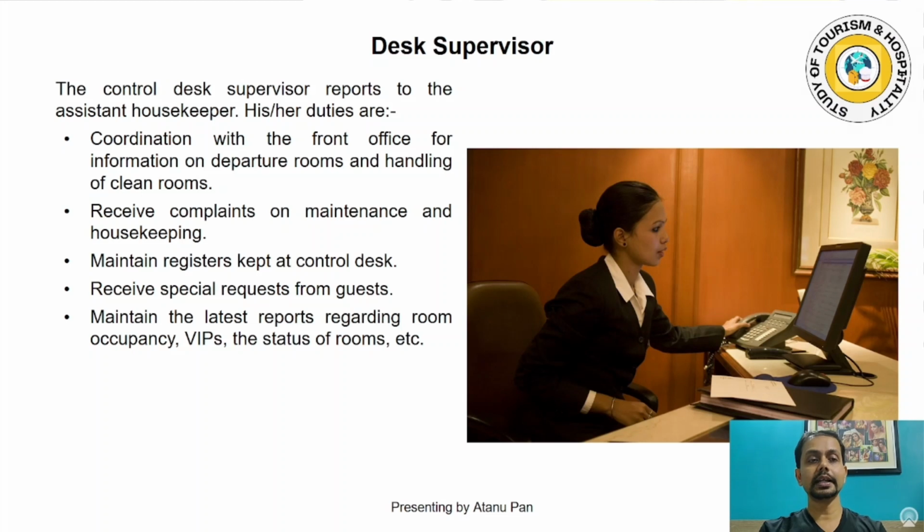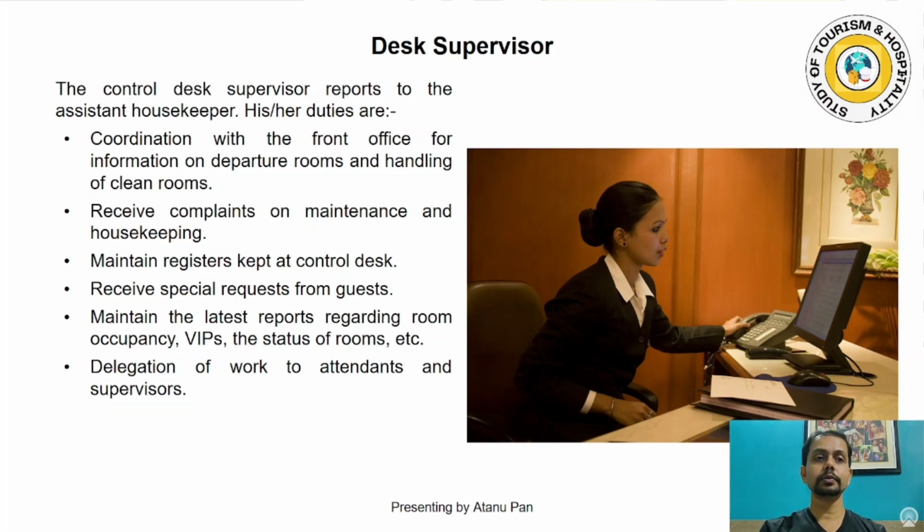Maintain the latest report regarding the occupancy, VIP, the status of rooms, etc. Okay, like if there is any VIP arrival, if there is any change in the occupancy level of the rooms, and the status of the rooms has changed, like if any room has been checked out or moved to another room, or a new arrival happened, whatever has happened, the information is first received by the desk control supervisor, and after that the desk control supervisor distributes this report among all the employees of the housekeeping department. All right.